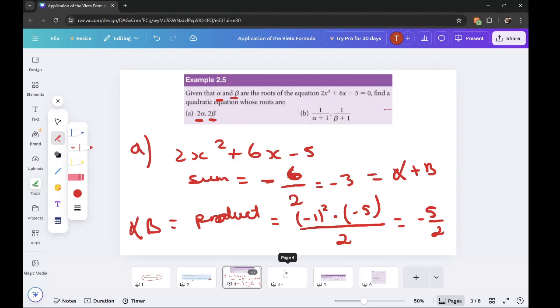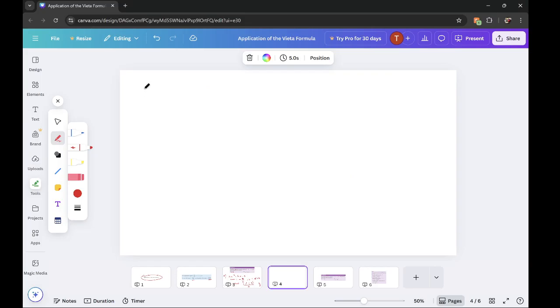Since we know this over here, we can start trying to assemble our equation. Initially what you're going to try to do is calculate the sum and product of the new equation without actually knowing the new equation. I'll explain now. You know that your two roots are 2 alpha and 2 beta. You don't know what alpha beta is, and we don't have an equation over here. So how are we supposed to find out our quadratic equation?